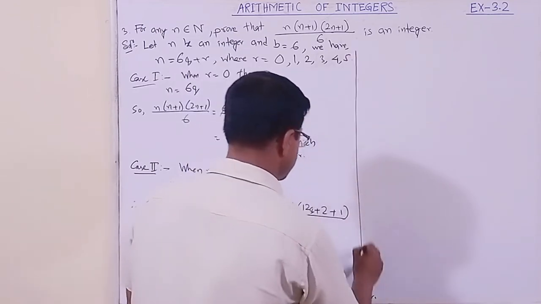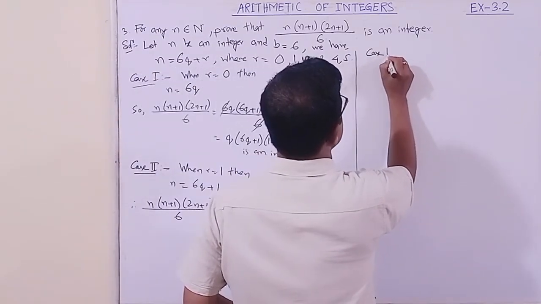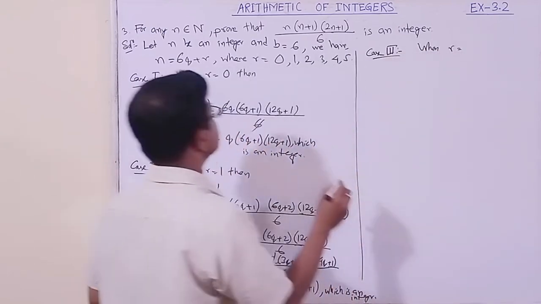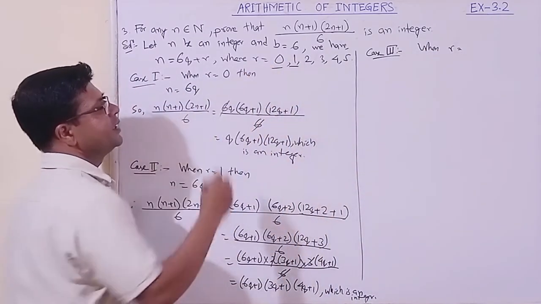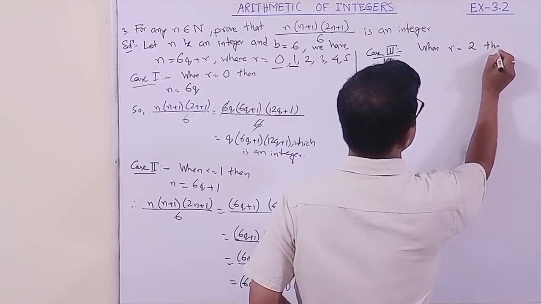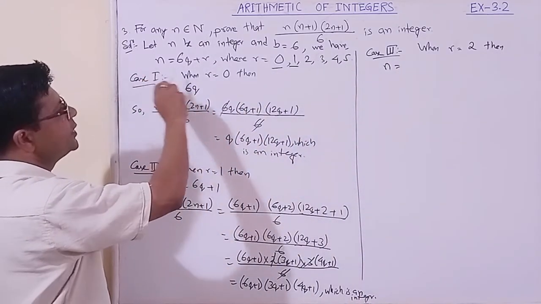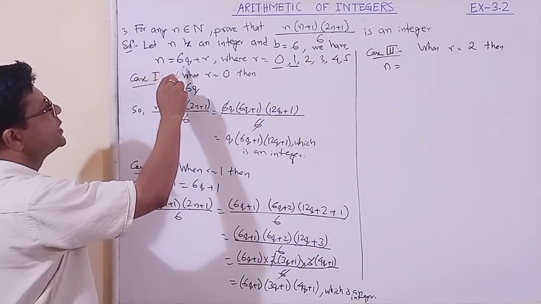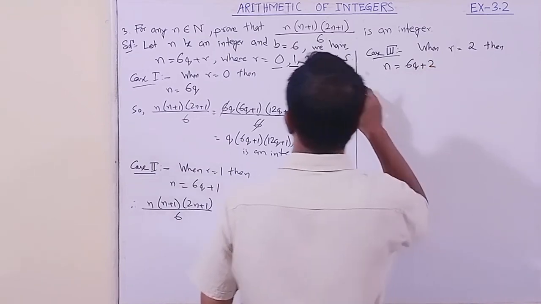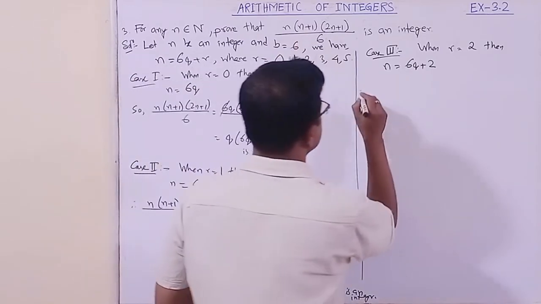Okay, now let us take one more case. Case 3. Case 1 and case 2 are done. Now let us take r is equal to 2. Then n is equal to, dear students, if r is equal to 2, n is equal to 6q plus 2. Then this value of n we have to substitute here. Let us check what happens.